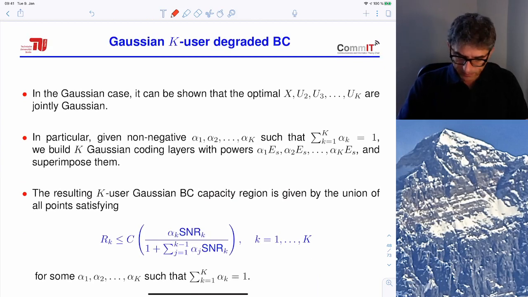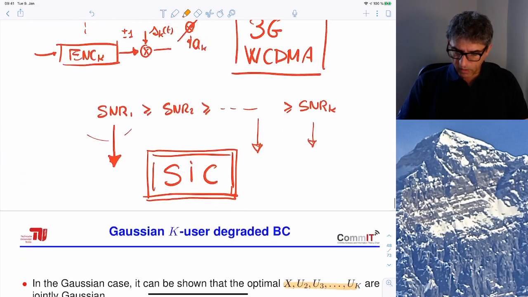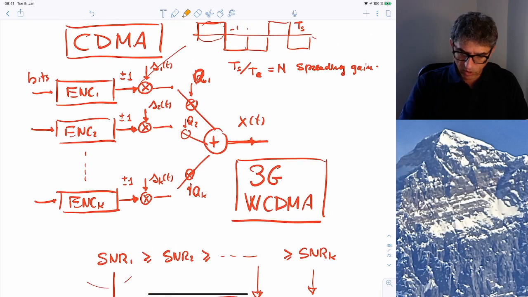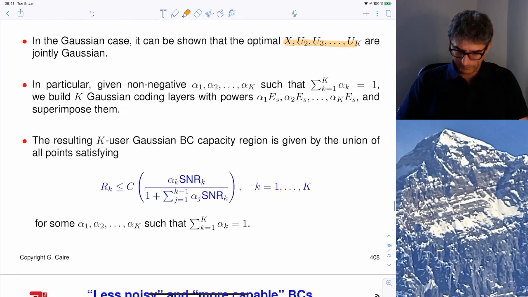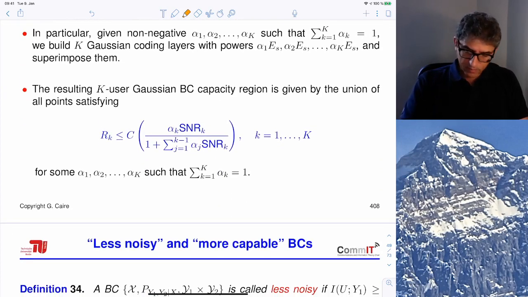So in the Gaussian case, with the same approach of using the entropy power inequality that we have done for the two-user case, it turns out that the choice of the auxiliary random variables to be jointly Gaussian is optimal. Which means that if we make the user codes, before superposition, independent Gaussian and superimpose them all together with coefficients such that the overall transmit power constraint is satisfied, this is an optimal capacity-achieving strategy. And the resulting K-user Gaussian broadcast channel capacity region is exactly given by rates satisfying inequalities of this type.